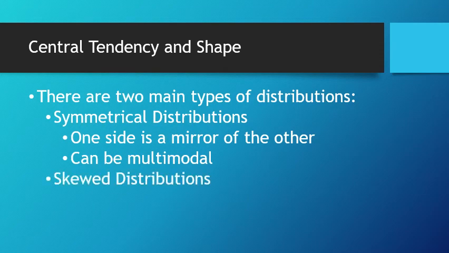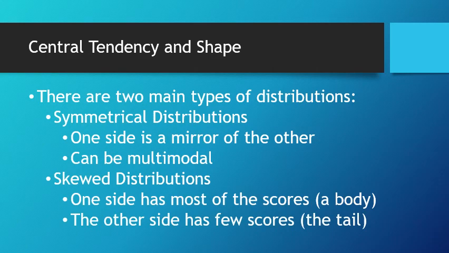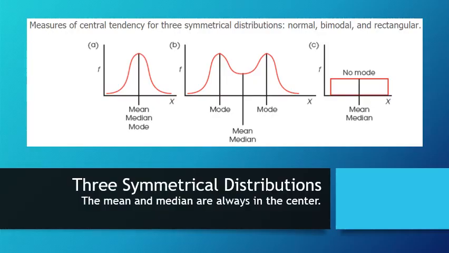The other option we have are skewed distributions, where one side has most of the scores, this is called a body, and the other side has very few scores, which is called a tail. So let's look at three different symmetrical distributions here. The one thing to notice about all three of these distributions is that the mean and the median are always in the center. So the first distribution I'm going to show you is a normal distribution.